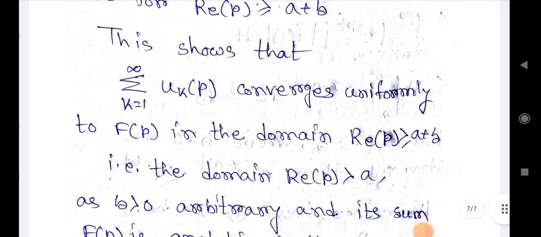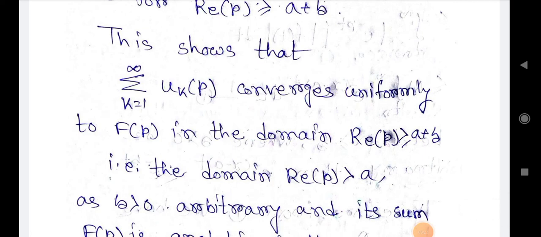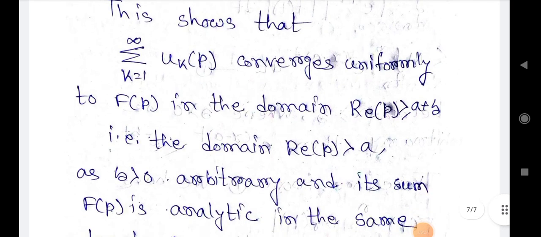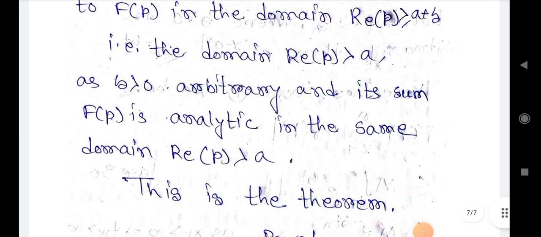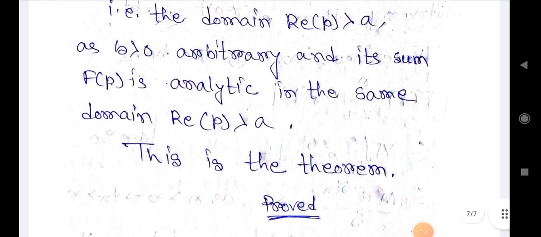This shows that the summation k equals 1 to infinity of u_k(p) converges uniformly to capital F(p) in the domain real p greater than or equal to a plus delta, that is, the domain real p greater than a, as delta greater than 0 is arbitrary, and its sum capital F(p) is analytic in the same domain real p greater than a. This is the theorem. Proved.